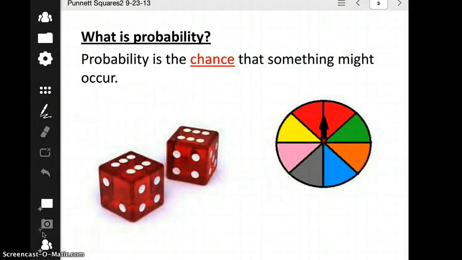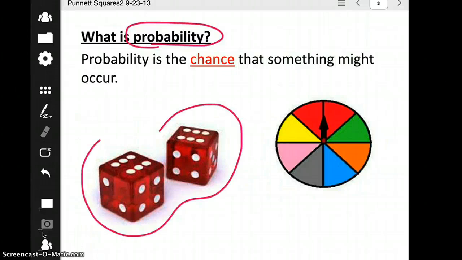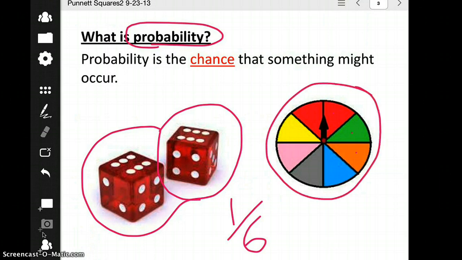Now, before we start, I want to define this word probability. You probably have seen this word in math before. Probability is the chance that something might occur. So let's say you have dice and you're playing a game and you want to roll a certain number. Well, if you have one dice, there's 6 sides to a dice, right? Well, you have a 1 out of 6 chance that you'll get a certain number, right? Or if you have a spinner tool, there's 1, 2, 3, 4, 5, 6, 7, 8 parts. If you want any color other than red, you're going to have a 1/8 chance of getting that color. These are examples of probability.